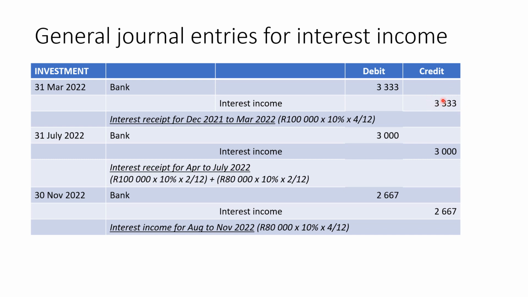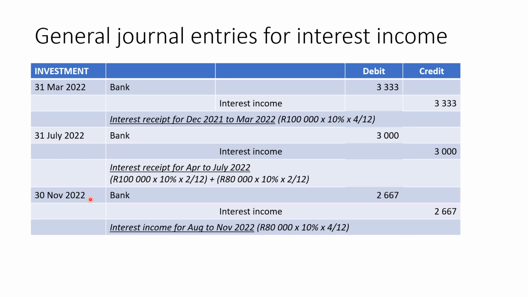So this interest income is for 4 months, but when we look at the interest income account just now, we will see that December 2021 gets debited to the interest income account, so that reduces this amount that we've received. Then for the 31st of July, we receive interest on a balance of 100,000 for April and May, that's 2 months. And then we receive interest on a balance of 80,000 for June and July, that's 2 months. That amount is 3,000, we credit interest income and debit bank.